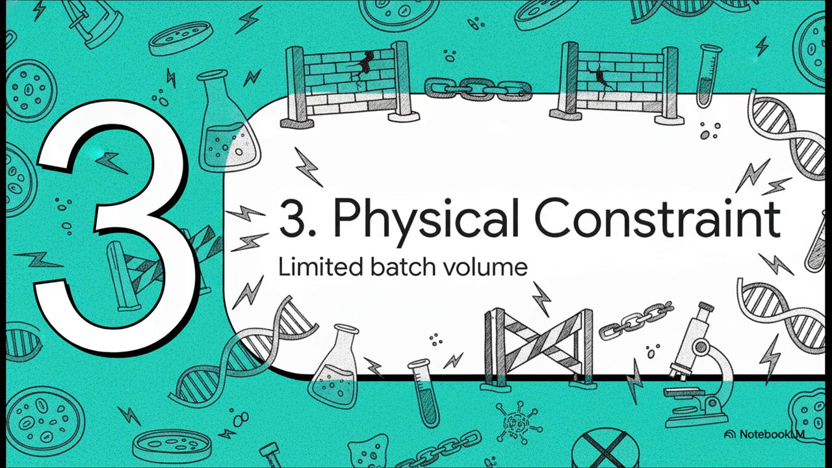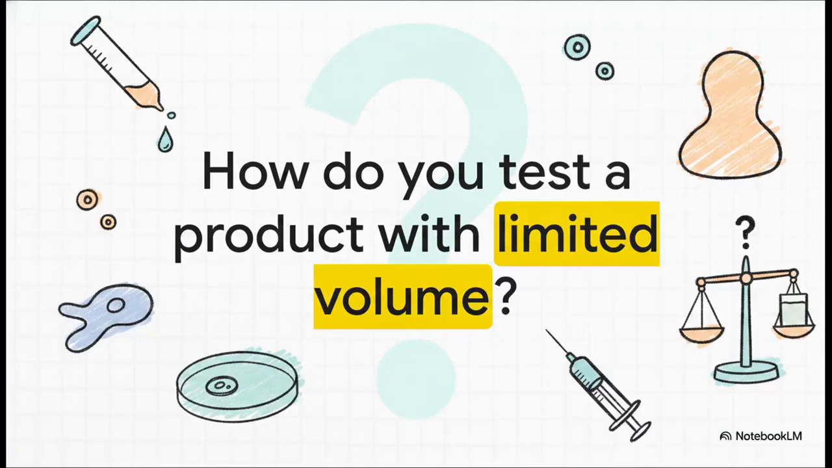Which brings us to Section 3, the physical constraint. And honestly, this is where things start getting really intense. Here's where the reality of cutting-edge therapies hits a massive, literal roadblock. I want you to really think about this question for a second. How do you test a product when you barely have enough for the patient? This is a constant constraint with autologous therapies where we use the patient's own cells and other small batch products. You have incredibly limited material to work with. Every single drop you use for a sterility or identity test is a drop that patient doesn't get.